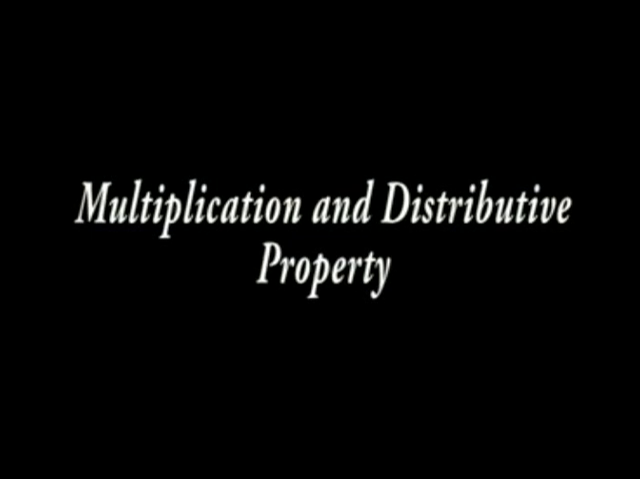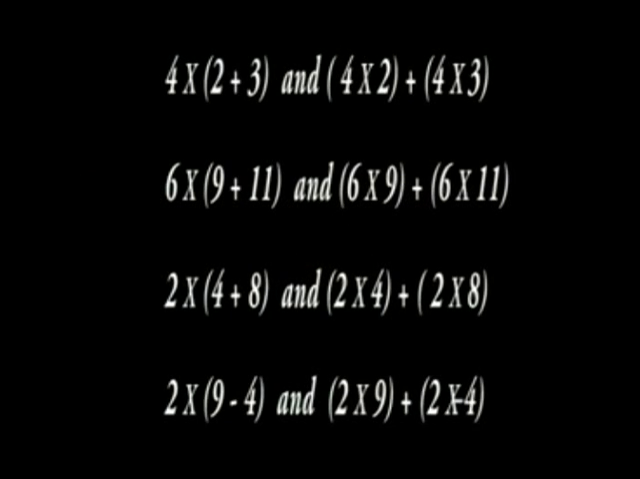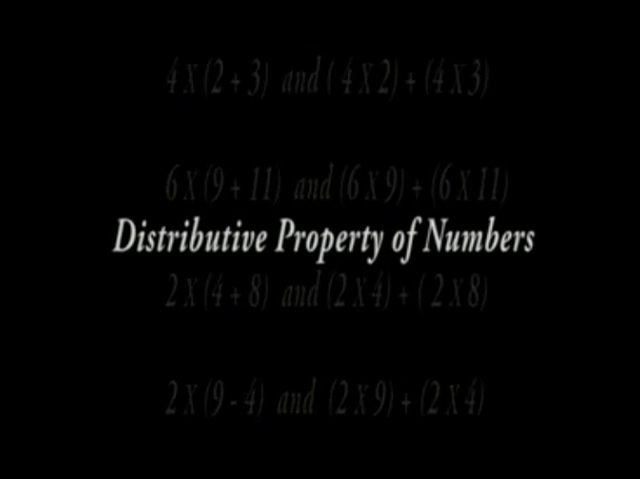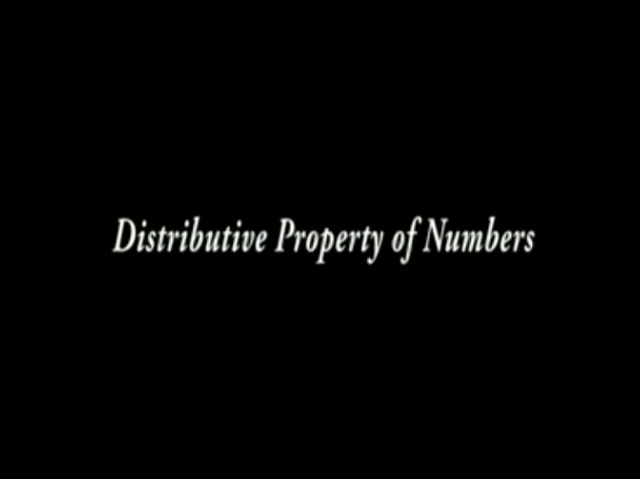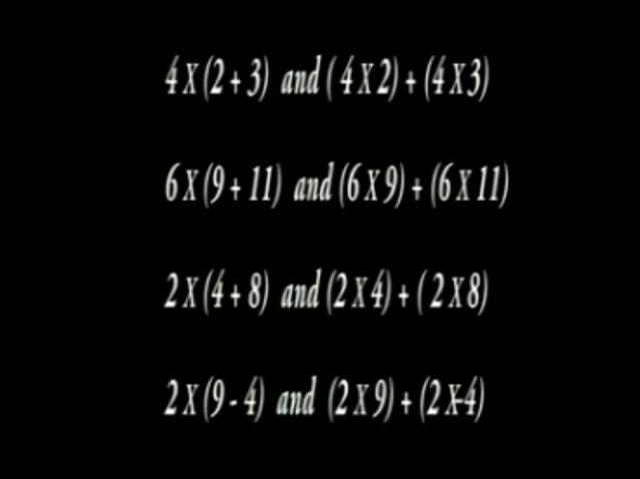Multiplication and distributive property. Work out the following pairs. You realize that in all cases the pairs have the same answers. This is called the distributive property of numbers. Each number inside the bracket is multiplied by the one outside. Note that when no sign appears between a number and a bracket, it is understood to mean multiplication.